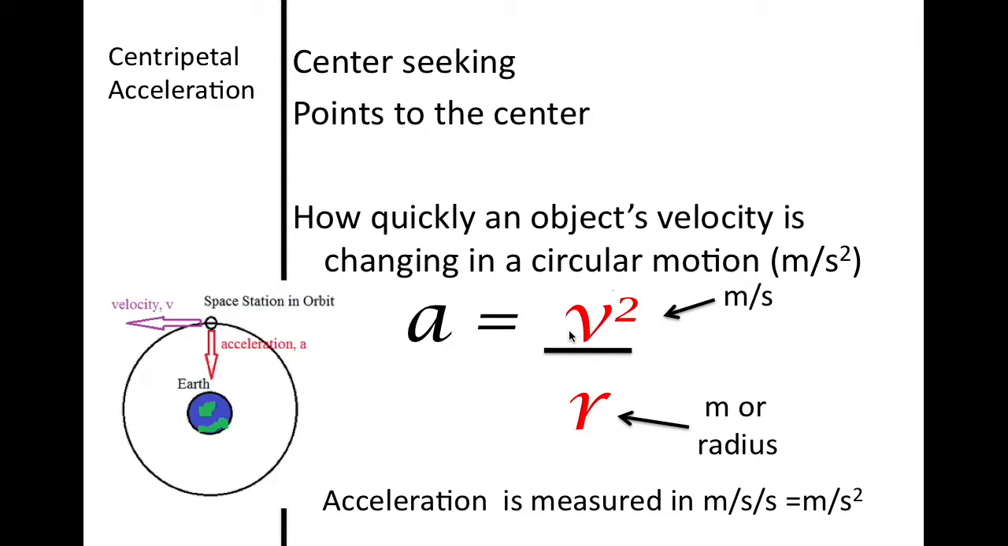Remember that velocity is measured in meters per second, and when you square this, it becomes meters squared per second squared. Radius, the letter r, will be in meters. Acceleration is measured after everything is canceled. It will be meters per second squared.